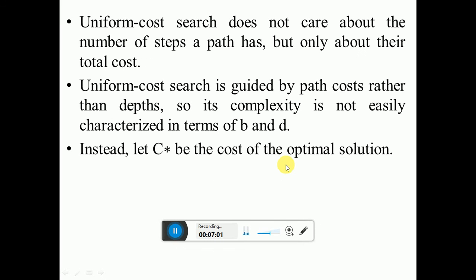The same thing is given here. Then this uniform cost search does not care about the number of steps a path has, but only about their total cost. Uniform cost search is guided by path cost rather than depth. So its complexity is not easily characterized in terms of b and d. And here this C star be the cost of the optimal solution.